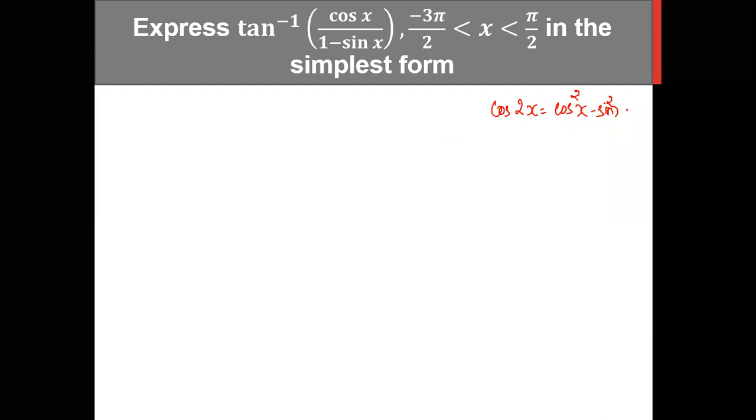So now here if you see the numerator, what is there? cos x is there. So cos x becomes cos square x by 2 minus sine square x by 2. Okay. And then in the denominator, if you see, we have 1.